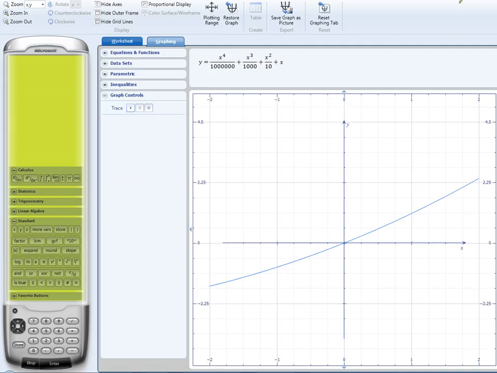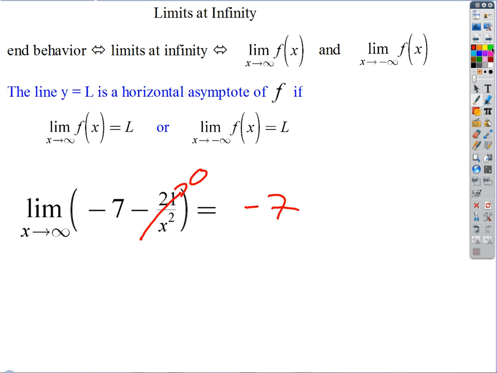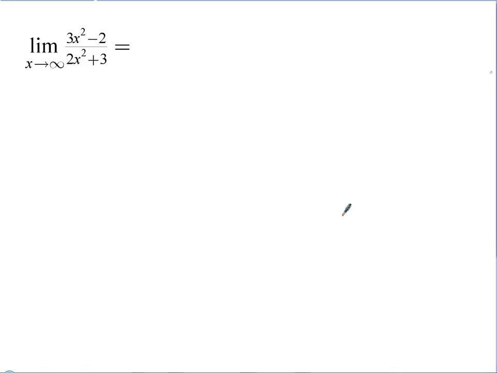Okay, so we'll come back to the blue one. Now, what about something like that? So what's going to happen with this guy? If I take the limit of 3x squared minus 2 over 2x squared plus 3. Now, we can do this algebraically, and that's what we'll maybe take a look at tomorrow.